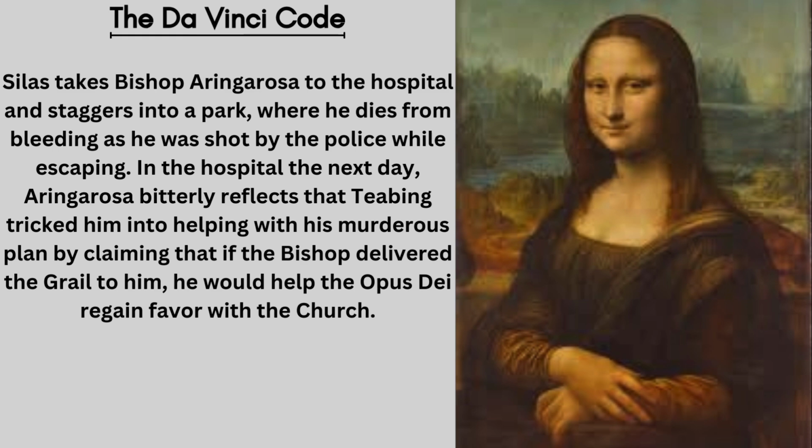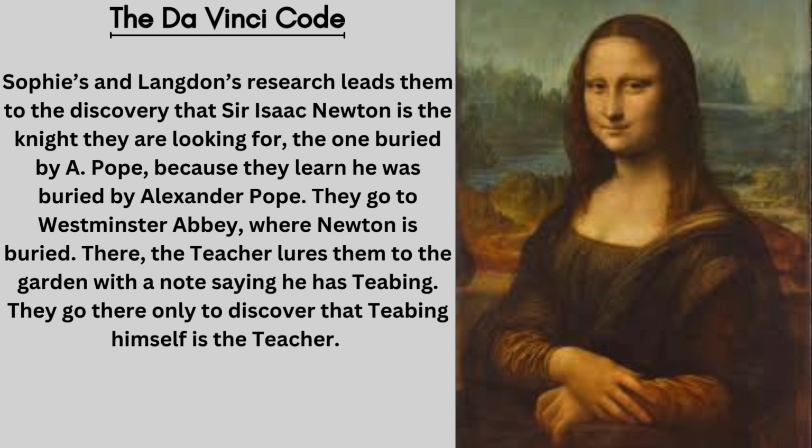In the hospital the next day, Ringarosa bitterly reflects that Teabing tricked him into helping with his murderous plan by claiming that if the bishop delivered the Grail to him, he would help the Opus Dei regain favor with the church. Sophie's and Langdon's research leads them to the discovery that Sir Isaac Newton is the knight they are looking for, the one buried by a pope, because they learn he was buried by Alexander Pope. They go to Westminster Abbey, where Newton is buried. There, the teacher lures them to the garden with a note saying he has Teabing. They go there only to discover that Teabing himself is the teacher.